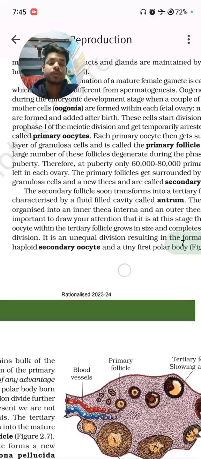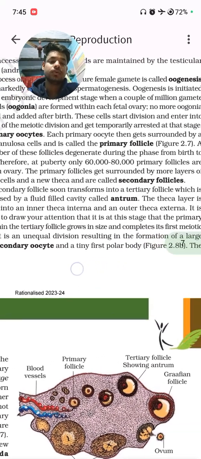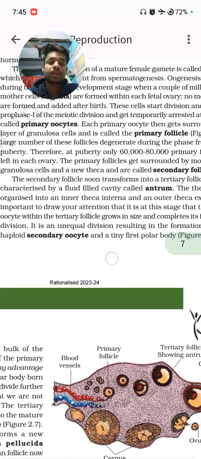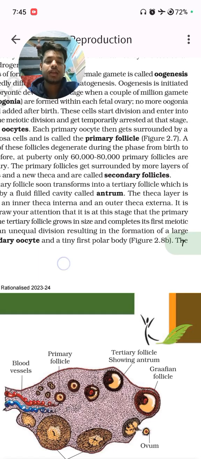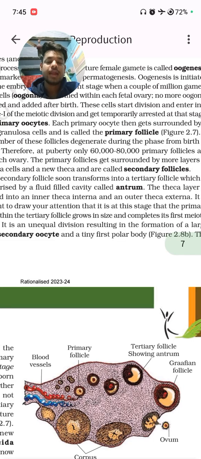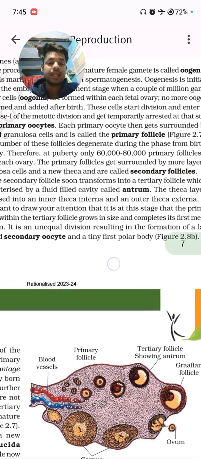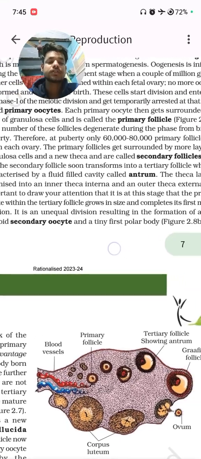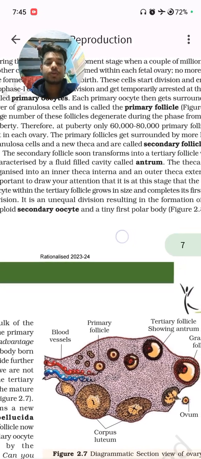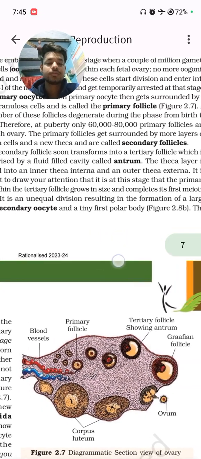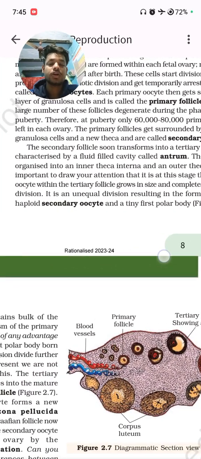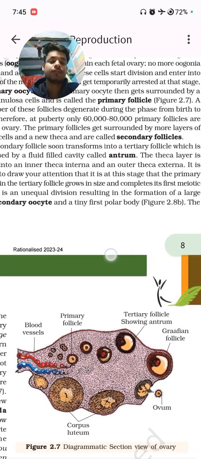The secondary follicle soon transforms into a tertiary follicle, which is characterized by a fluid-filled cavity called antrum. The theca layer is organized into an inner theca interna and an outer theca externa. It is important to draw your attention to the stage where the primary oocyte within the tertiary follicle grows in size and completes its first meiotic division. It is an unequal division resulting in the formation of a large haploid secondary oocyte and a tiny first polar body.